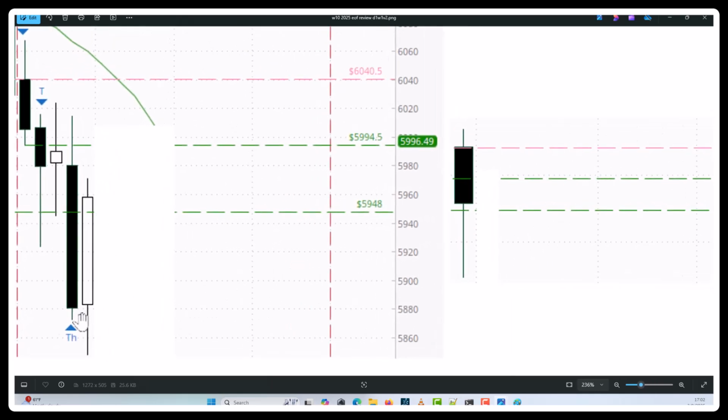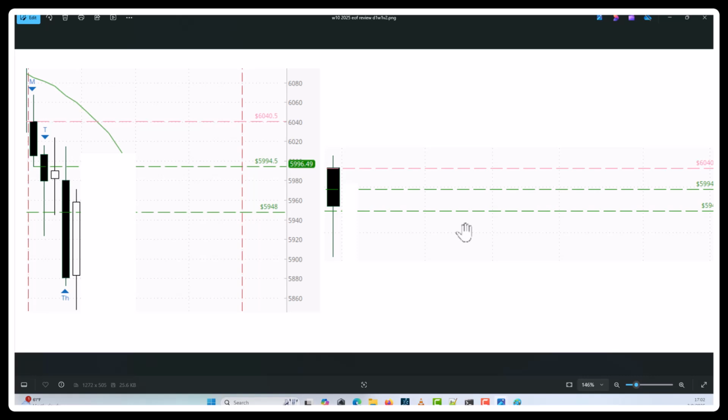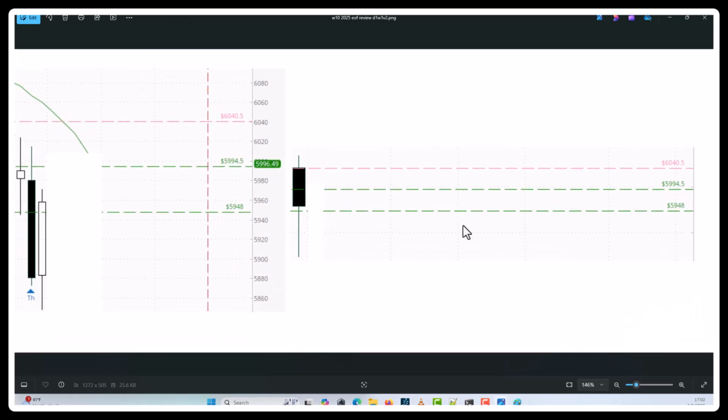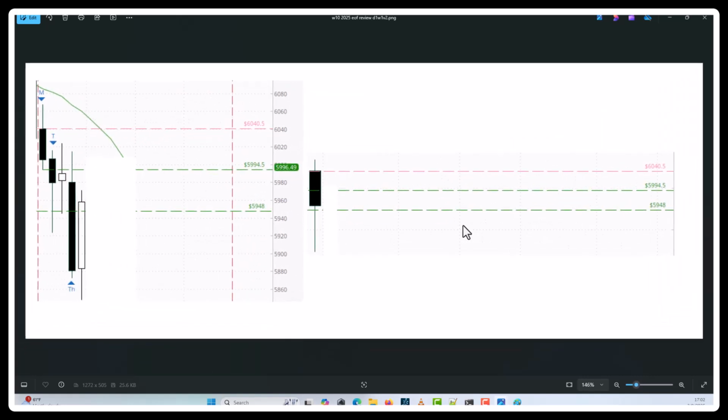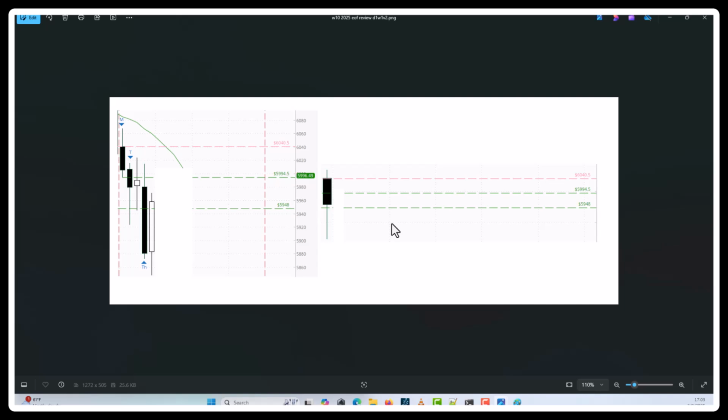And then boom, Friday you have reversal. That's where the weekly candle comes from right there. So beautiful. So this is a week. I think actually week 9, not week 10. This is week 9 right there. Yes, that's week 9 right there.